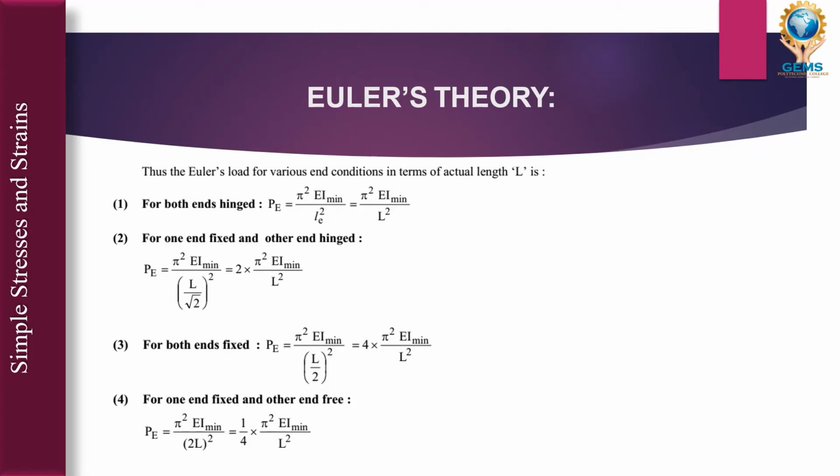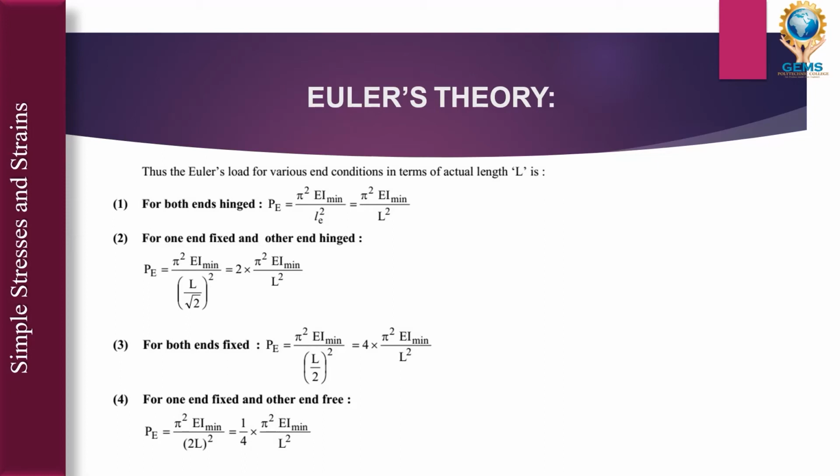So for both ends hinged, PE is equal to pi square E I minimum divided by LE square, which is equal to pi square E I minimum divided by L square. Why? Because if both ends are hinged, then LE will become L. Understand? That's why. Understand, my dear friends? If both ends are hinged, then our effective length will become the actual length.